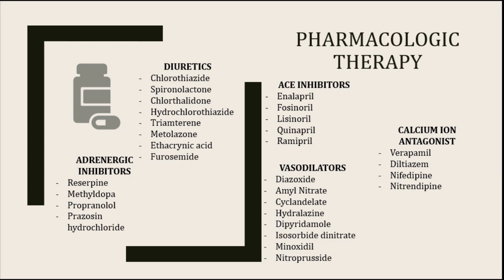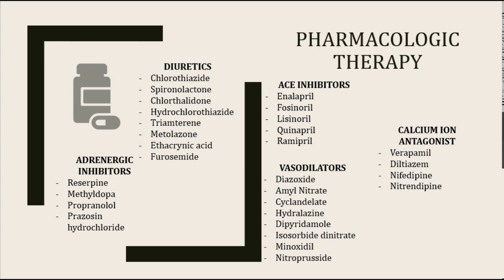Its pharmacologic therapy includes diuretics, which are used to promote diuresis and block the reabsorption of sodium and water in the kidney. Calcium ion antagonist, which is used to produce vasodilation and vascular smooth muscle. Adrenergic inhibitors used to impair synthesis of norepinephrine, suppression of sympathetic outflow by central alpha adrenergic stimulation, or blocking of preganglionic to postganglionic autonomic transmission.